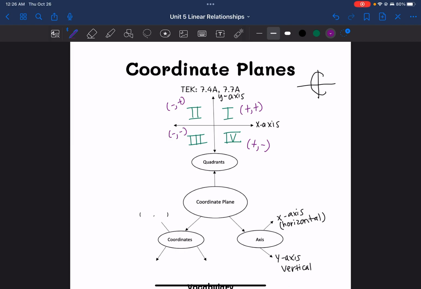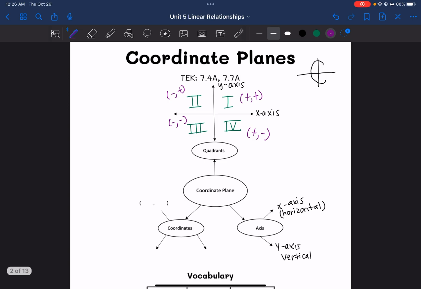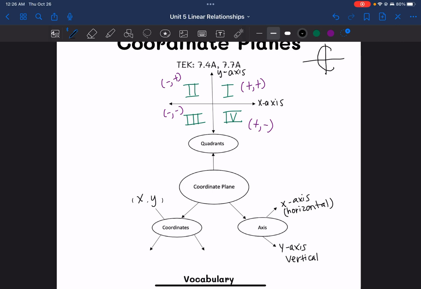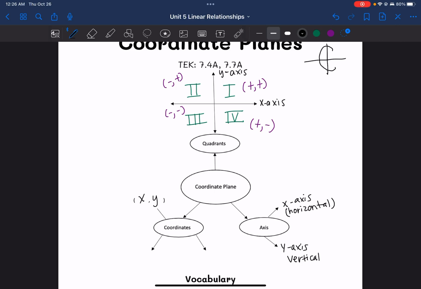Okay, now that we know that, I want to take a look at one more thing. Remember that our coordinate points are going to be written as x and y, okay? I want us to take a couple of notes on how this is going to look whenever you're plotting points or trying to find the coordinates of a point, okay?